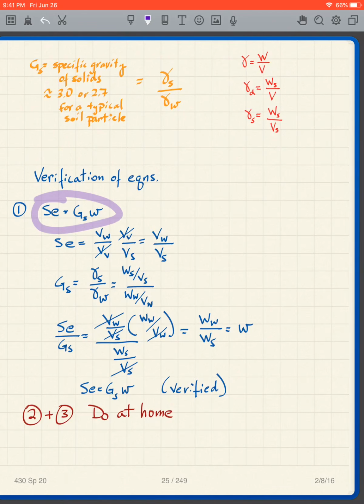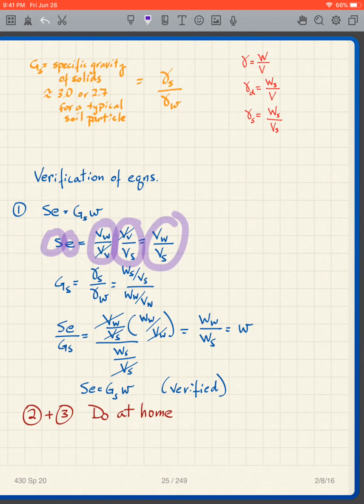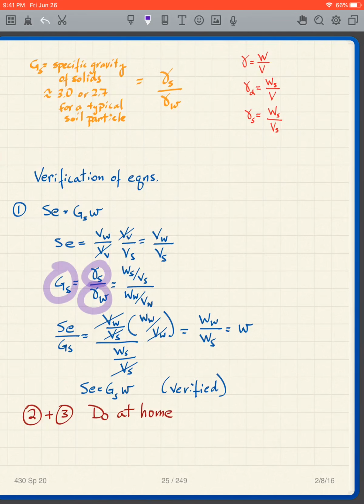We'll start with the equation S times E is equal to G sub S times W. We're just going to substitute. S is volume of water over volume of the voids. E is void ratio, volume of voids over volume of the solids. And just canceling, we get V sub W over V sub S. G sub S we know is gamma S over gamma W. Gamma S is weight of the solids over volume of the solids. Gamma W, weight of the water over volume of the water.